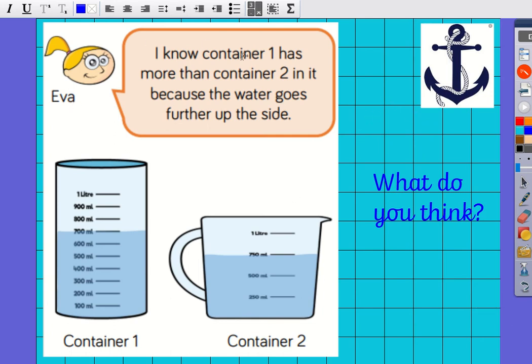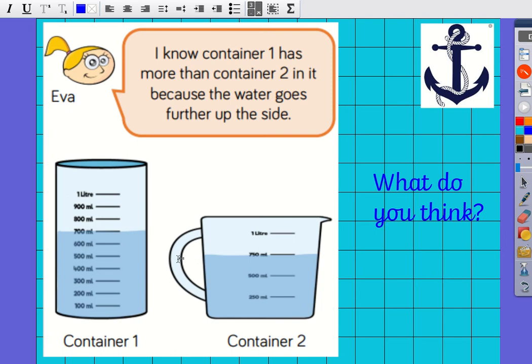Eva says, I know container 1 has more than container 2 because the water goes further up the side. Just pause the video, have a little look at the containers. What do you think? Is she right? Has container 1 got more in it because the water goes further up the side? Have a pause, have a think. Okay, and welcome back.